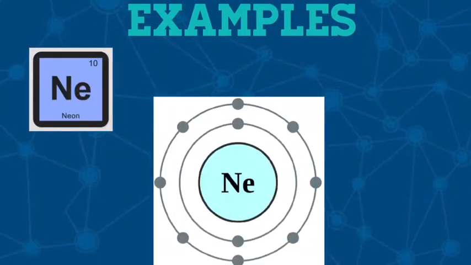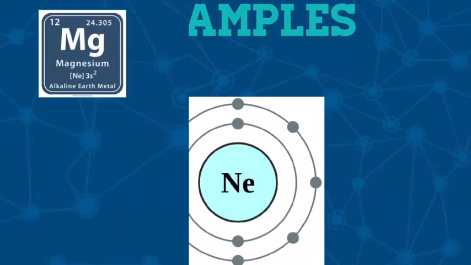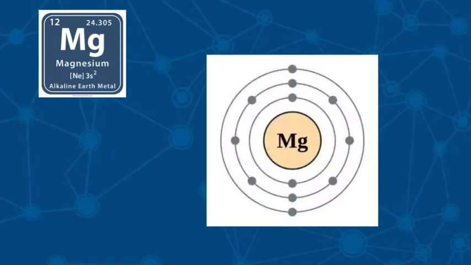The element I chose here is neon. And if you use the mnemonic technique, the outer shell of neon is 8, so the valence electron is 8. For the third example, I chose magnesium. If you use the mnemonic technique, the outer shell of the element is 2, so the valence electron is 2.